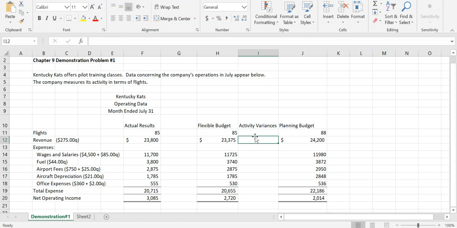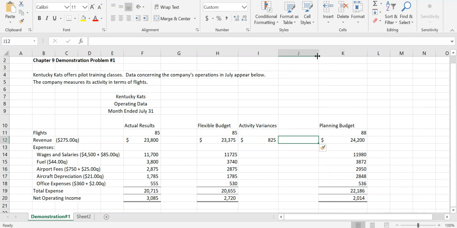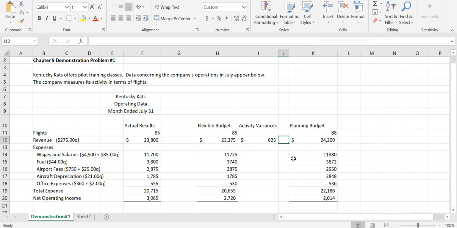And so we have the flexible budget at 23,375 and the planning budget at 24,200. This is going to create a variance. Let's see here. We'll take this number minus this number. We get a variance of 825. What we want to do is identify whether this is favorable or unfavorable. Let me do this real quick.